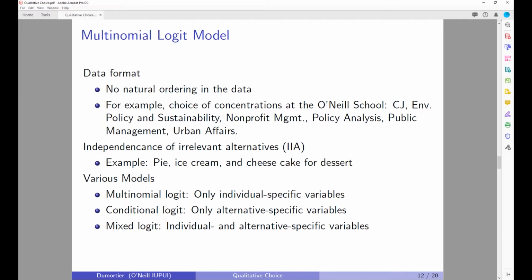Now, before I continue talking about the multinomial logit, there is an issue that comes up very often, and that issue could be solved with more advanced models. The issue is called independence of irrelevant alternatives, or IIA. Let me give you an example. Suppose that you are sitting in a restaurant and you want a dessert, and the waiter comes to the table and says that you have the choice of 2 desserts, either a pie or ice cream. You think a little bit and you decide to go for ice cream.